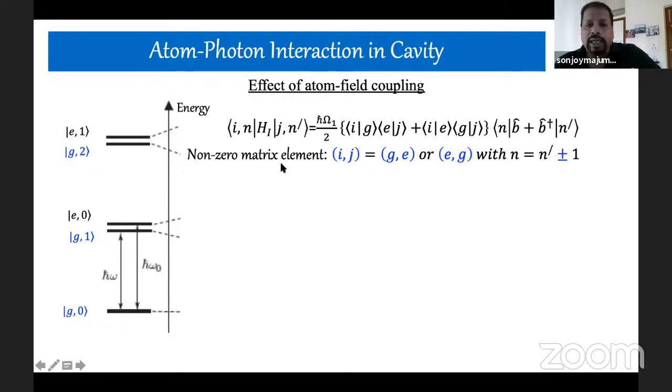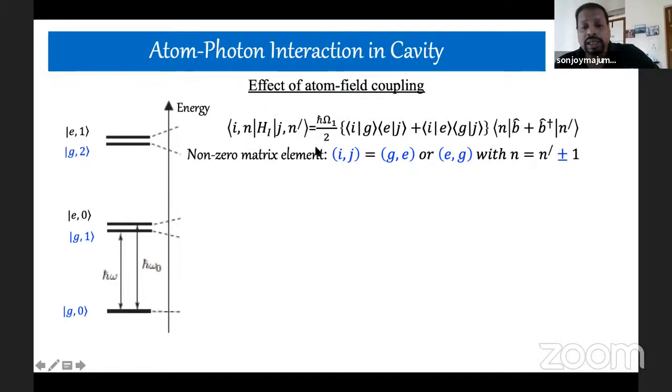So as you see, we have the non-zero matrix element. So our i and j should have some kind of opposite parity states. And as you saw in the case of the two-level atom, we can assign G and E, or E and G, as the proper states for i and j here.